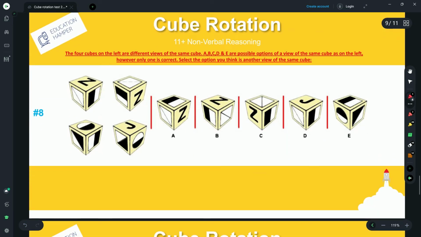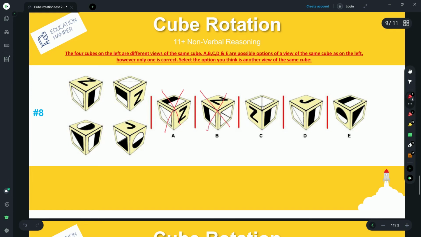Question 8. Here we have the Z, let's call it a Z here. Z facing the white part of this square. Do we see that here? No, that's the top of the Z facing the white part of this square, and we know that the side of the Z is facing this part of the square, so we can remove that. Here we have the bottom of the Z facing there, and we know from this example it should be the side of the Z, so that's incorrect.